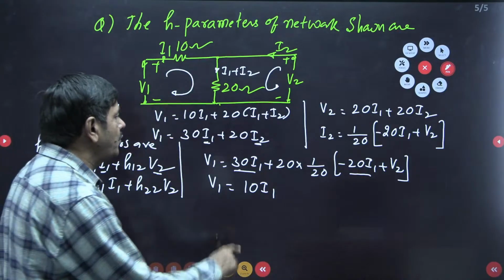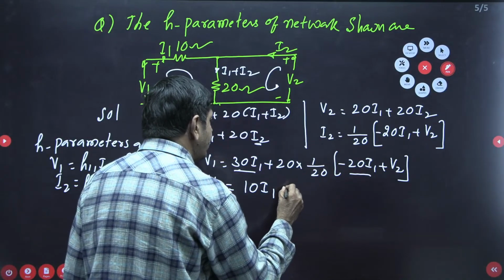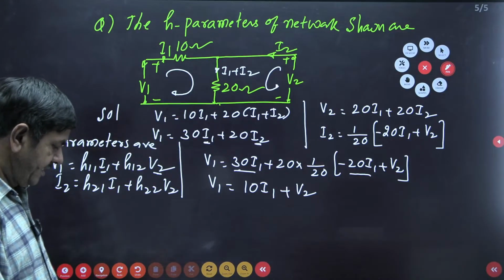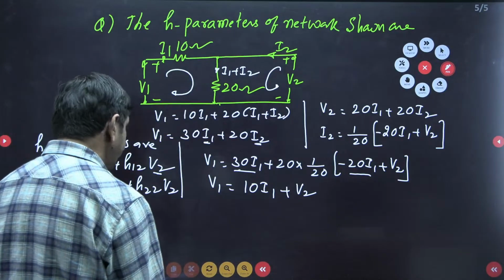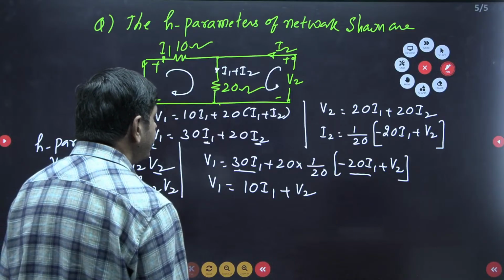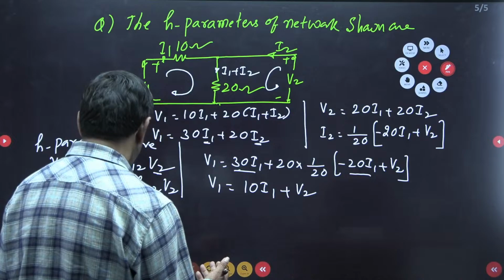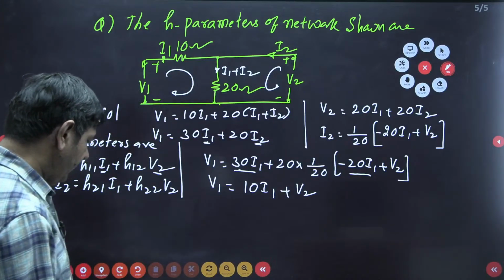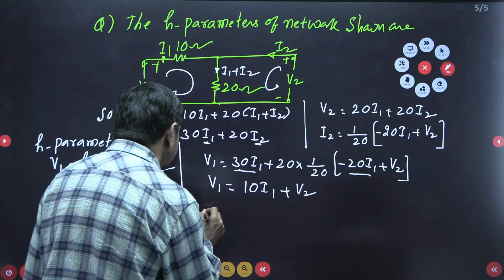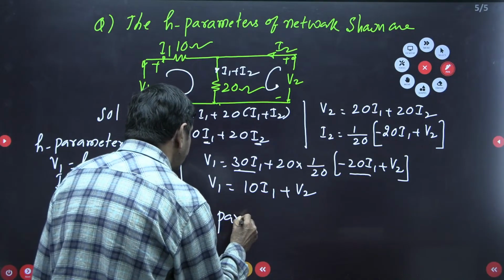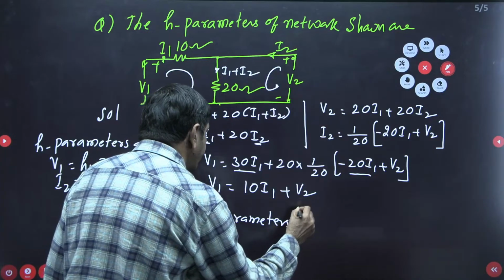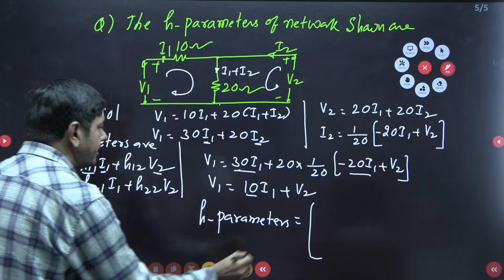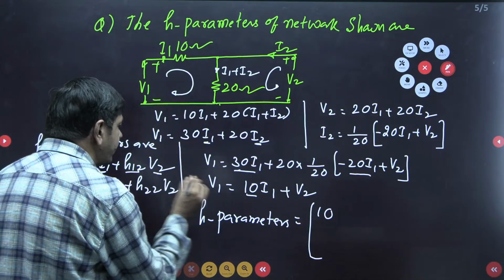What about the V2 value? These two are cancelled, so only V2 is available with coefficient 1; we don't have any other value. Yes, you can make a comparison and get the answers directly. V1 is nothing but 10 I1 plus V2, is it correct? Check it. Yes, I am getting it like that only. Now the H parameters we can get directly. V1 equals H11 I1 plus H12 V2, so by comparison, H11 is nothing but 10, and H12 is nothing but 1.